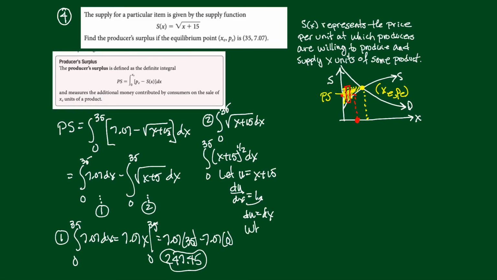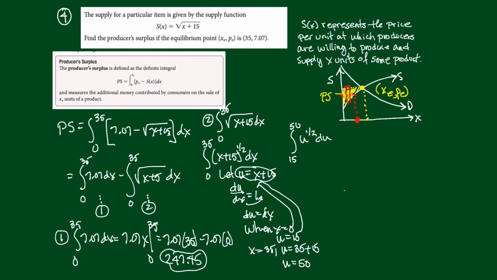When x equals 0, I should circle that so I can find it. I put 0 back in up here, and what do I get? When x is 0, u is 0 plus 15, so u is 15. Now let's put in the upper limit. When x is equal to 35, u is 35 plus 15, so u is equal to 50. So our new integral is this one: we're going to integrate between 15 and 50 of u to the 1/2 du.